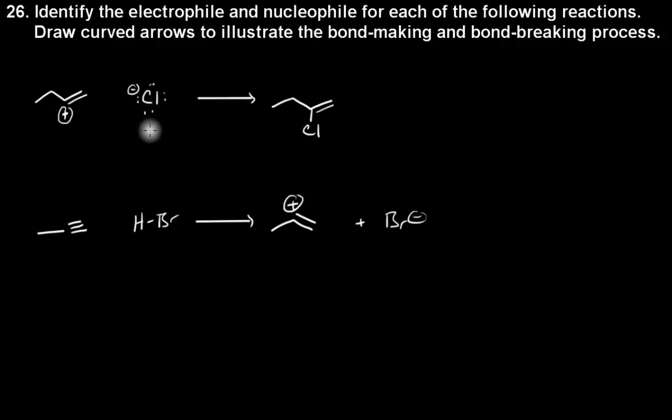Okay, so moving on to chapter 6, question 26. Identify the electrophile and nucleophile. For each of the following reactions, draw curved arrows to illustrate how you make bonds and how you break bonds. So let's just go over the two basic definitions that we need to work with here.